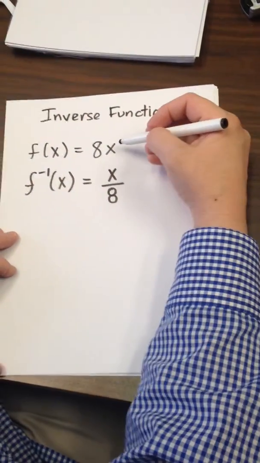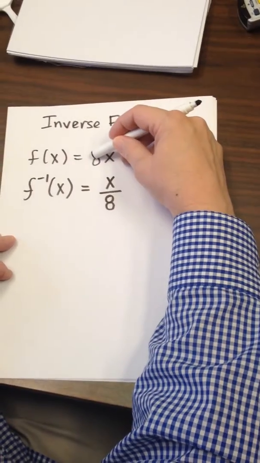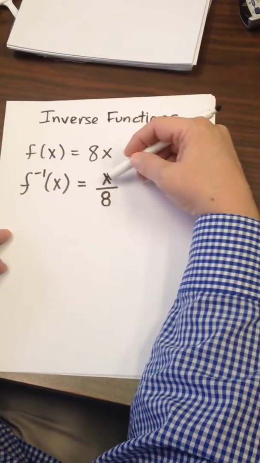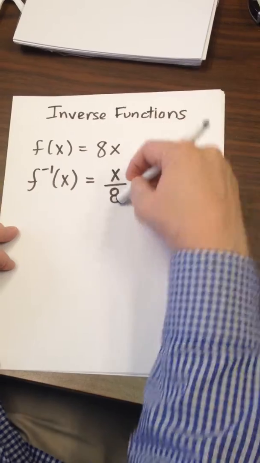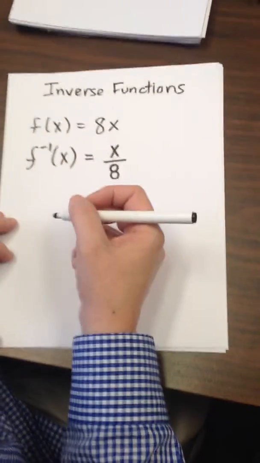And you can test that out by putting a value into this. Let's take 5. 5 times 8 is 40. Check it in the inverse, take the 40 and divide by 8, and we get back to 5. So whatever value you start with comes back as x.